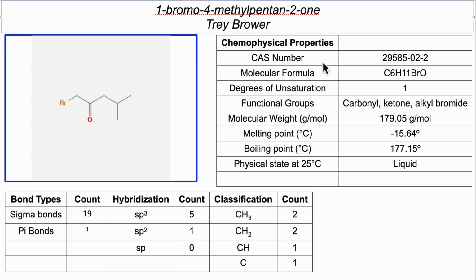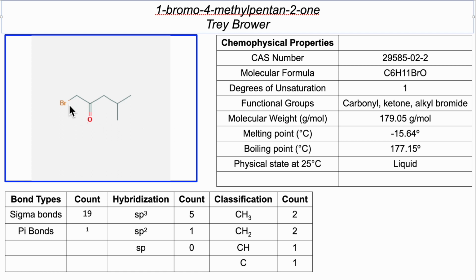The CAS number for this molecule is 29585-02-2. The molecular formula is C6H11BrO. It has 1 degree of unsaturation because of this double bond, and the functional groups are a carbonyl, which consists of a ketone, and an alkyl halide, which is the alkyl bromide right here.